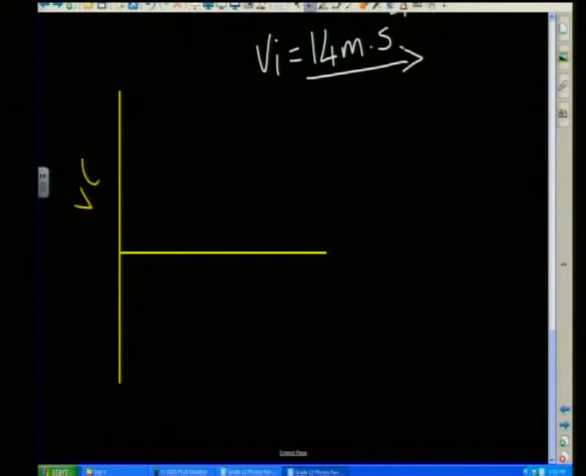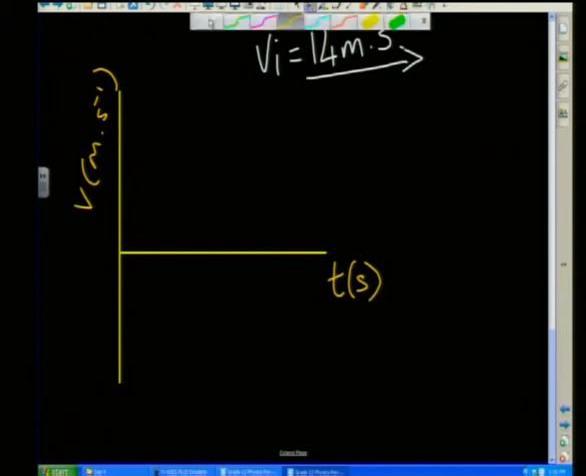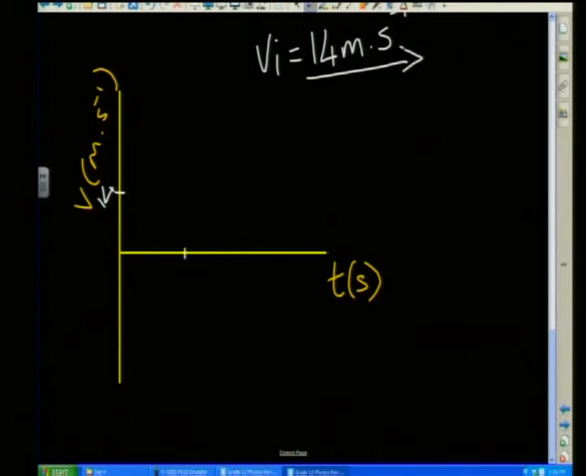So my velocity, which is measured in meters per second, and my time, which is measured in seconds, there are my axes. I need to label them, and I need to put in my units. Now I've got to be very careful about how I do this. I knew that I started out at 14 meters per second. There it is, 14 meters per second. Eventually, what's going to happen is this camera is going to slow down to a stop at 6 seconds.